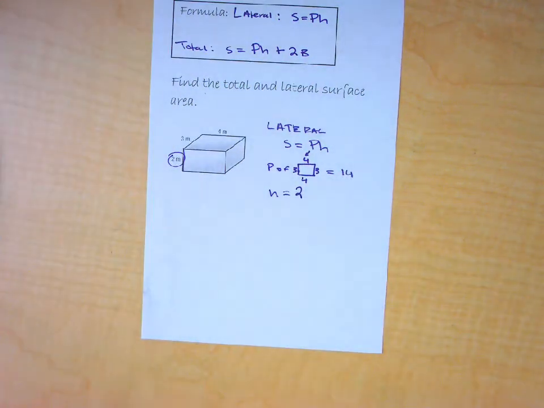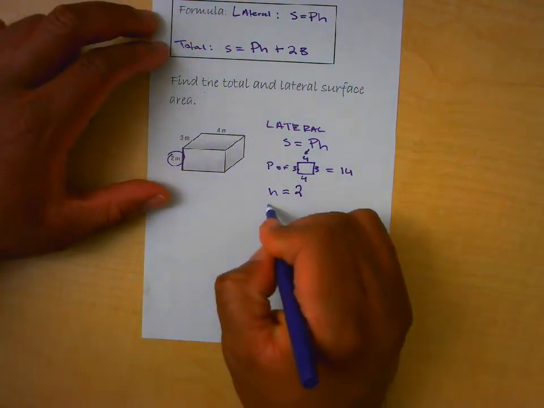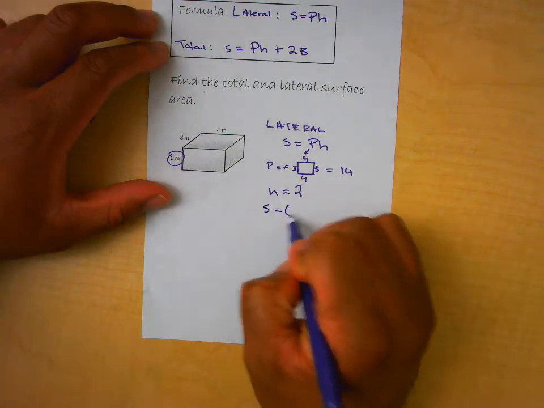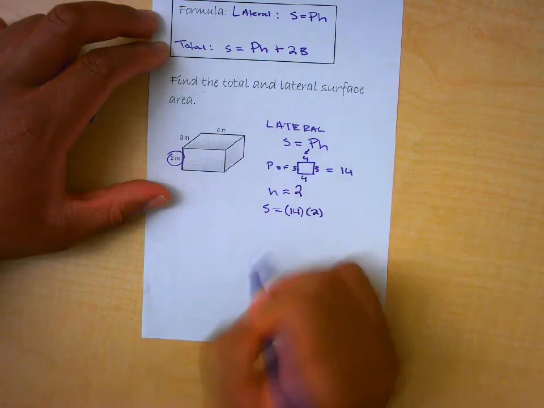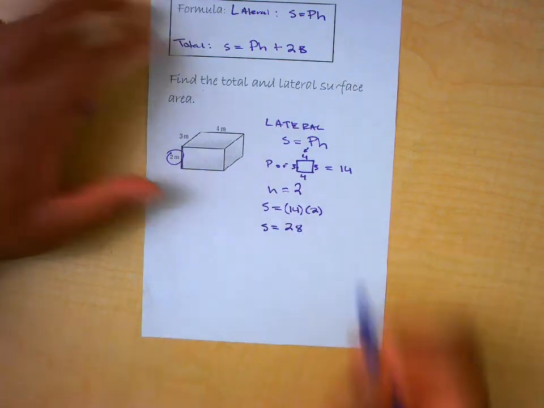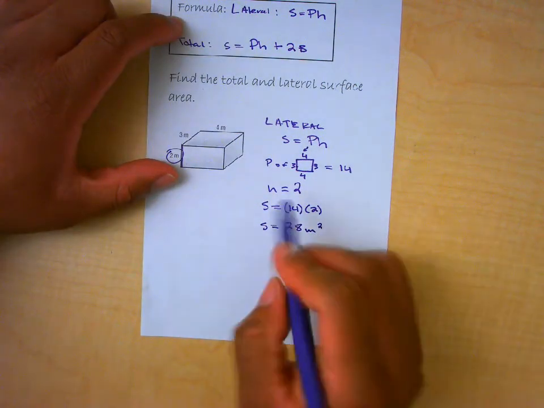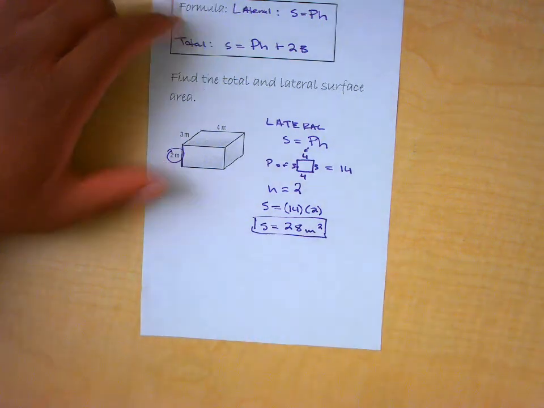So now I'm going to rewrite this formula with the numbers, okay? Surface area equals, the P is what? 14, and the H is 2. So surface area equals 28. It'd be 28 meters squared. That's the lateral surface area.